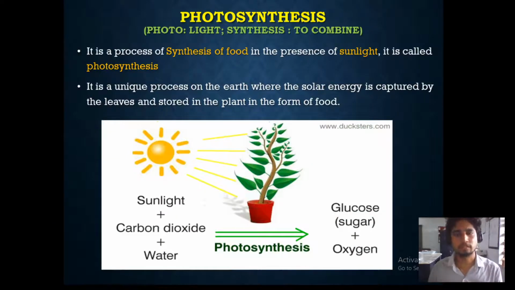So let us see how we can define this process. The process of synthesis of food in the presence of sunlight is called photosynthesis. That's why it is named so: photo means light, synthesis means to make or to combine. It is a unique process where on the earth the solar energy is captured by the leaf and stored in the plant in the form of food.